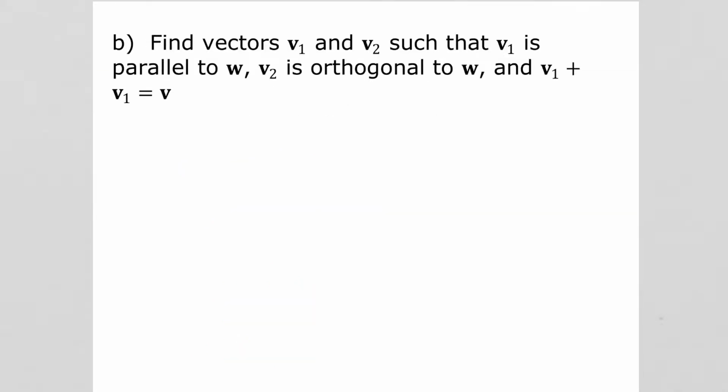For part B, it says, find vectors v sub 1 and v sub 2 such that v sub 1 is parallel to w and v sub 2 is orthogonal to w such that v sub 1 plus v sub 2 equals v.